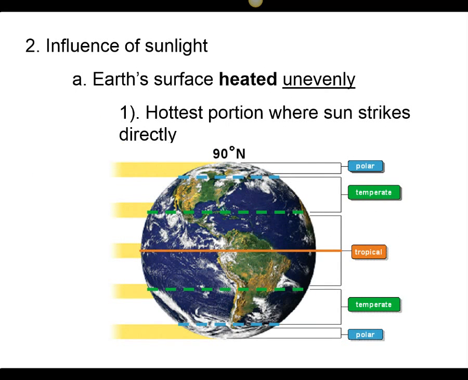And so this uneven heating of the sun's light, as it's hitting at different angles, this uneven hitting of sun is going to get you these different climates. Where you have more direct sunlight, you're going to get it to be hotter. Where you have more of an angle, it's going to be colder.